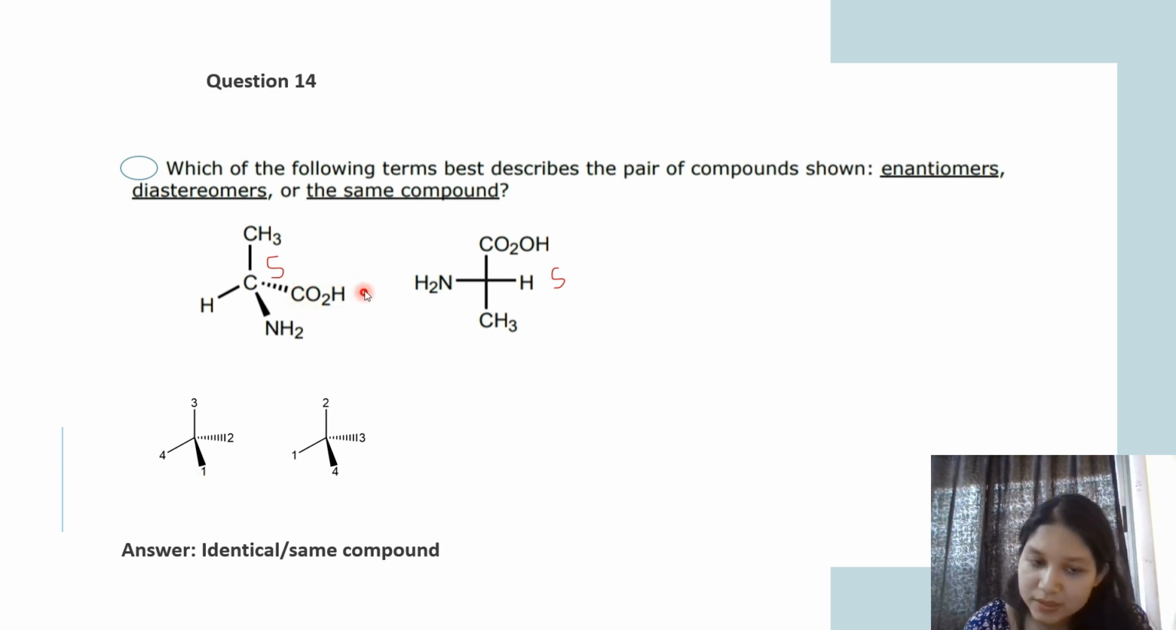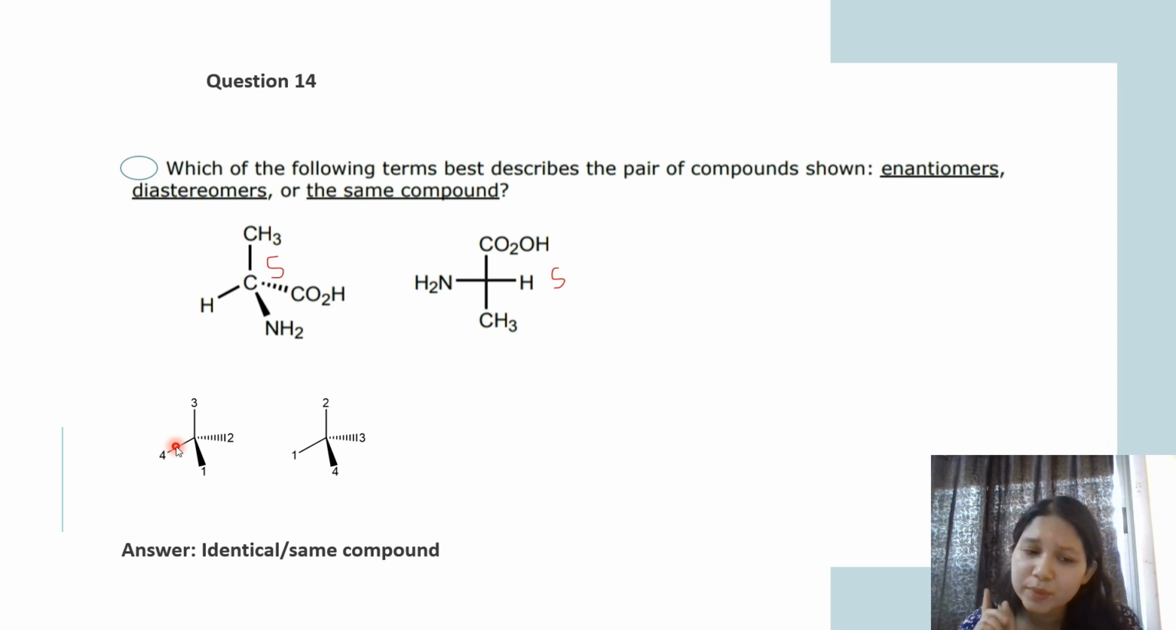Then the carboxylic group is the second priority group, hence we have placed it here, 2. Then methyl is the third priority group, 3. And hydrogen is the fourth priority group. So we have 1, 2, 3, 4. But to assign the configuration, we need the fourth priority group either above or below the plane. We cannot have the fourth priority group on the plane of paper.